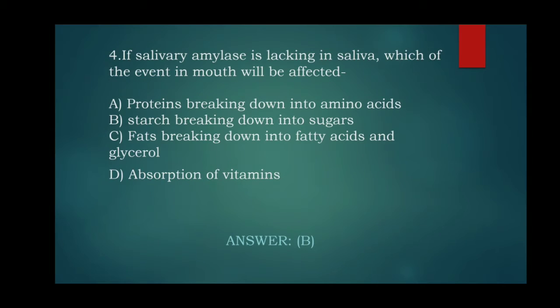Question number 4. If salivary amylase is lacking in saliva, which of the events in the mouth will be affected? Options: A. Proteins breaking down into amino acids. B. Starch breaking down into sugars. C. Fats breaking down into fatty acids and glycerol. D. Absorption of vitamins. So we know that the saliva secreted by the salivary glands will convert the starch in the food into sugars, right? So the correct option will be option B, that is starch breaking down into sugars.